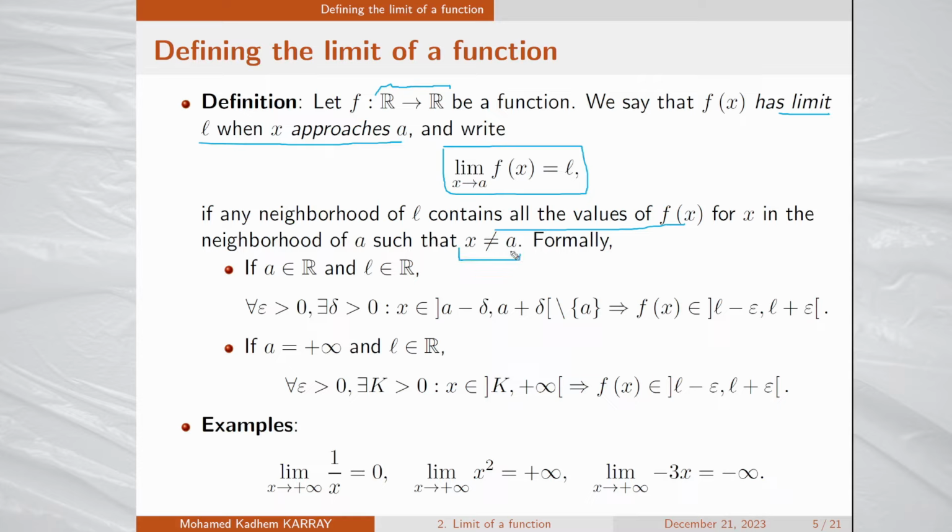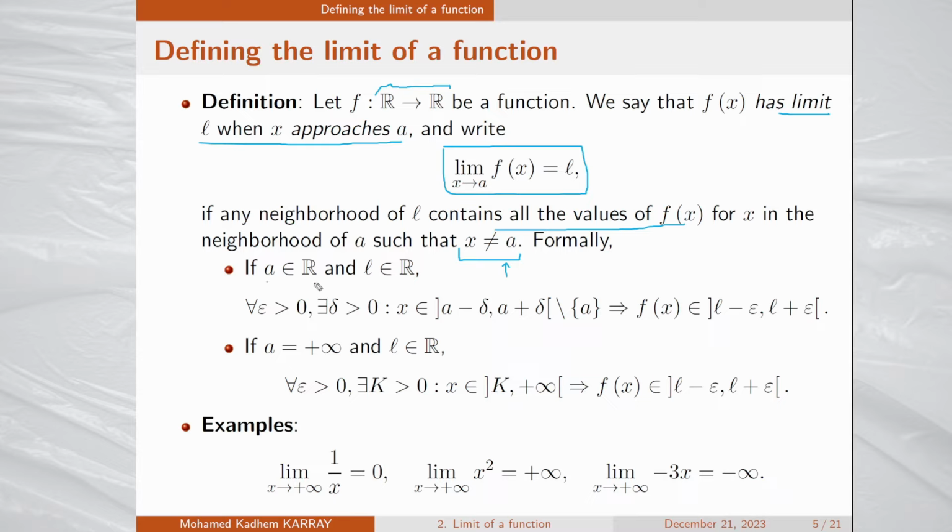So this is an important condition which is sometimes omitted by some authors, because the limit is not concerned with what happens at the point a precisely. So all we consider are points approaching a while being different from the point a precisely. So formally this may be written like this.